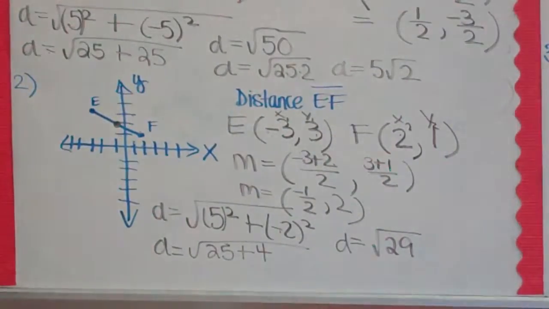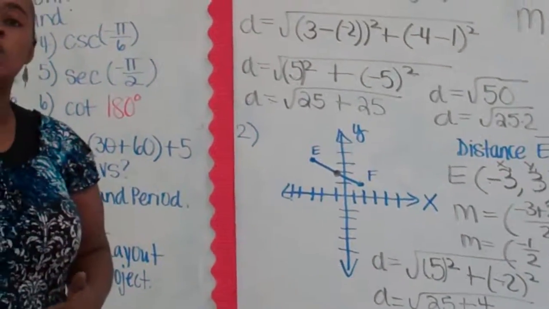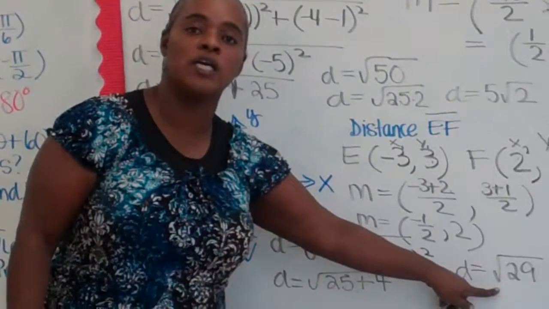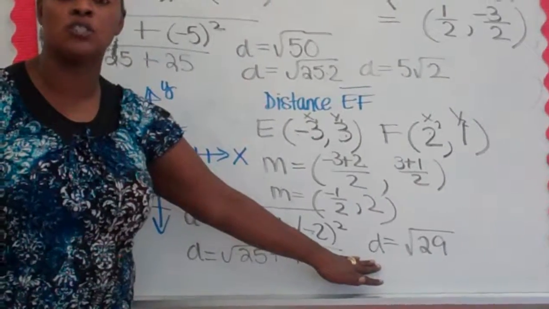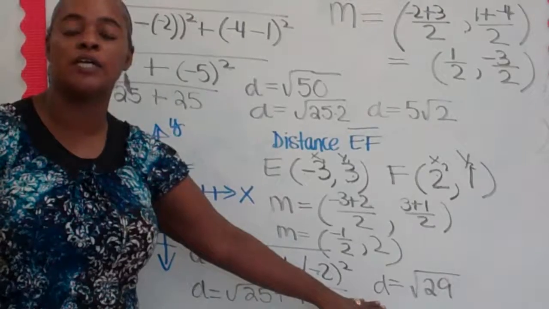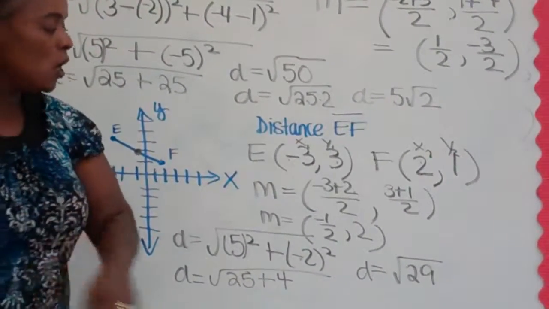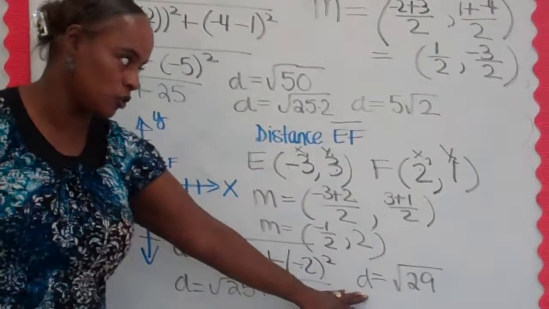Now, 29 does not factor in such a way that you will get a perfect square, so you cannot break this radical down. The only thing you would be able to do is to get a decimal approximation. And sometimes your test may require that, so you just punch in radical 29 on your calculator, hit enter, and you get a decimal approximation of 5 point ... or leave it as radical 29. That would be your exact answer.